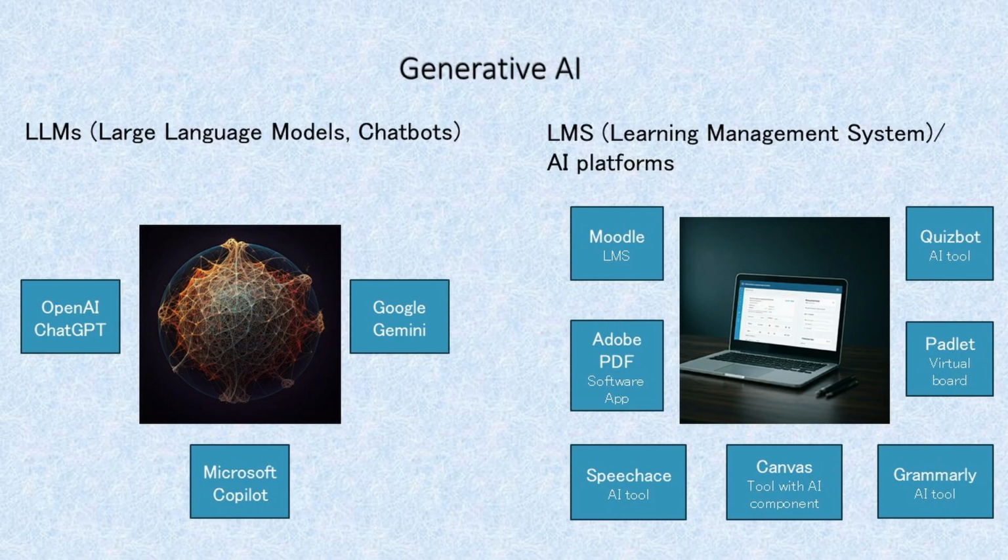Can you explain the concept of large language models, or LLMs, in simple terms? Generative AI comes in two main types: large language models, LLMs, and learning management systems, LMS. Large language models, LLMs, are advanced types of artificial intelligence systems that are trained on vast amounts of text data. Their goal is to understand and generate human-like language.